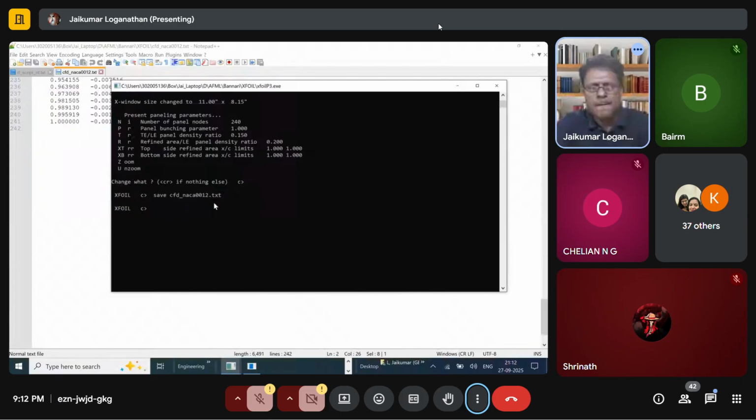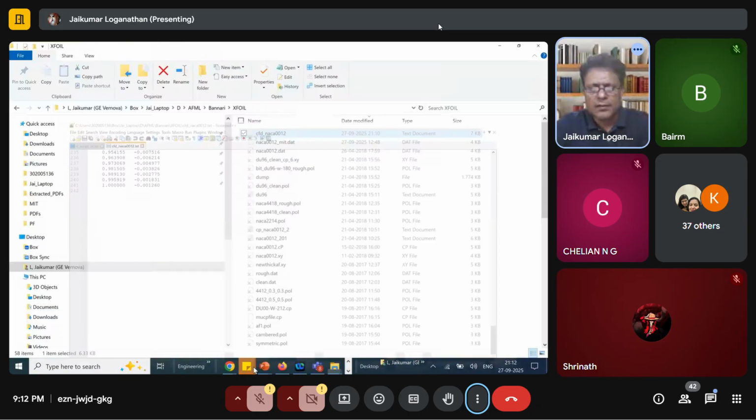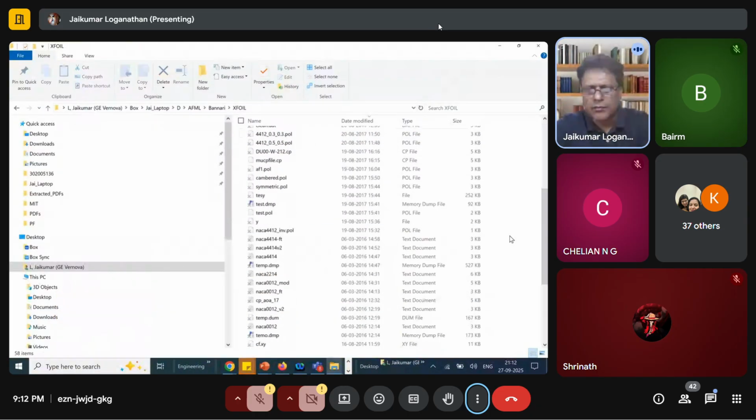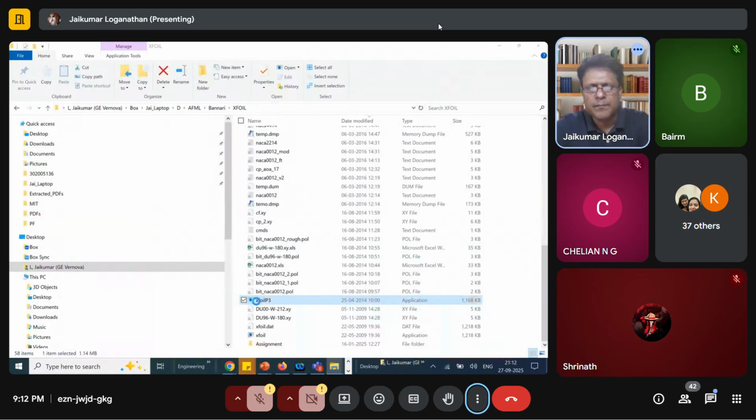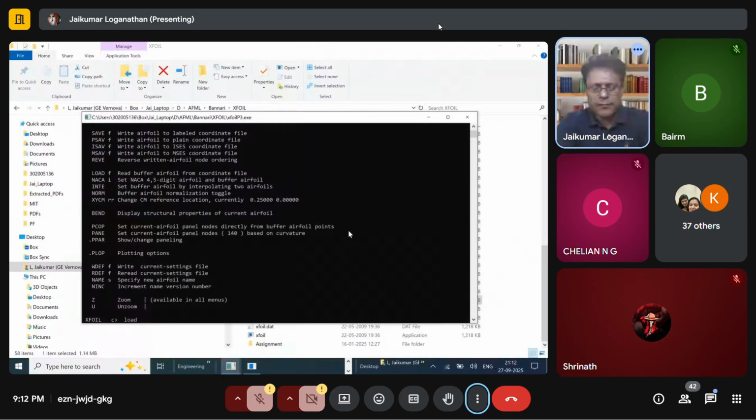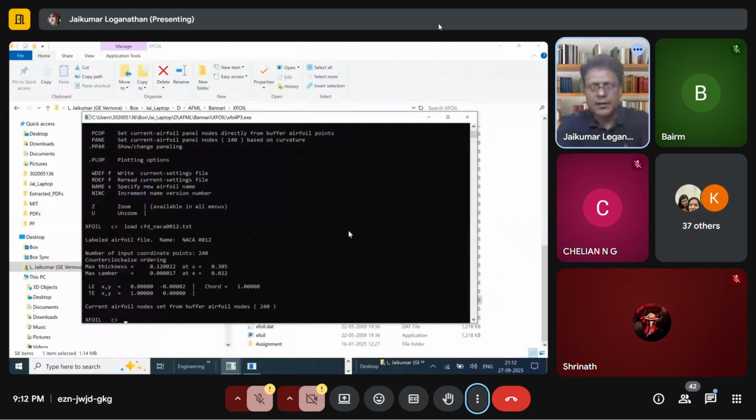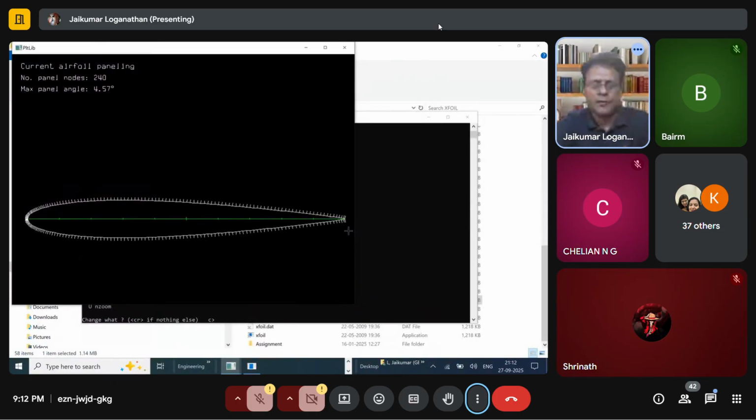So now I can also load this airfoil. Let us say I open a new window. I close the XFOIL window. So I'm going to open XFOIL again from the beginning. Now I can load CFD underscore NACA 0012.txt, that is the one which we just created. See, it has 240 points. And if you want to see the airfoil, once again, pbar. If you put pbar, you can see the airfoil.